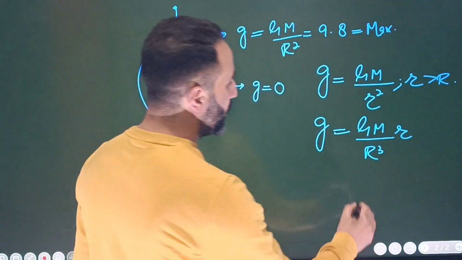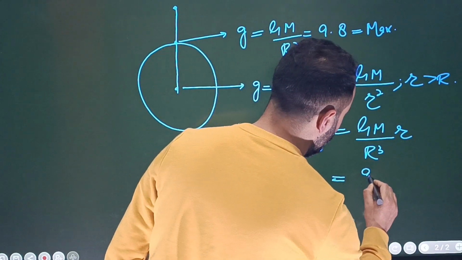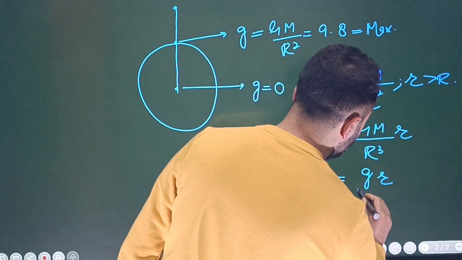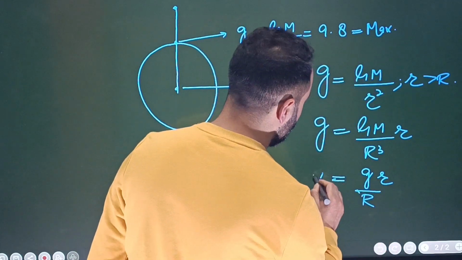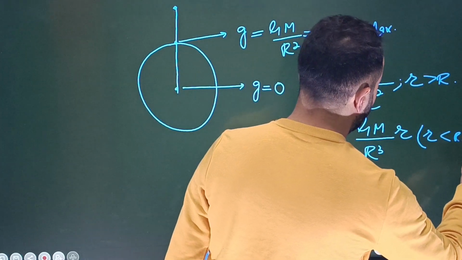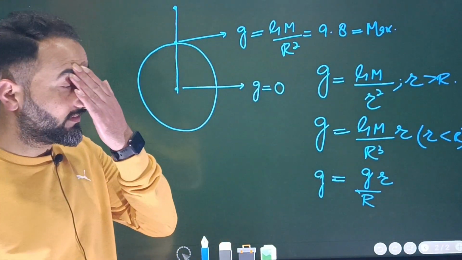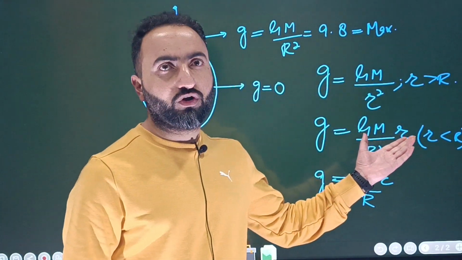Or we can write it like this as well. This GM by R square is the acceleration due to gravity on the surface of Earth. So it is g small r divided by capital R. This is true when small r is less compared to capital R. Now at the center it's obviously equal to 0 because small r is equal to 0.